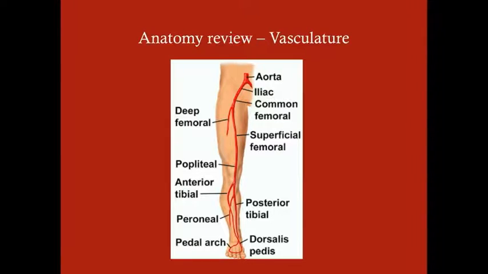And once it comes out of the knee, it splits off into anterior tibial and posterior tibial. Posterior tibial gives off a peroneal branch. So popliteal, anterior tibial, posterior tibial, and peroneal arteries are the arteries that are at danger when you have a tibial fracture. And posterior tibial progresses down and supplies the foot.